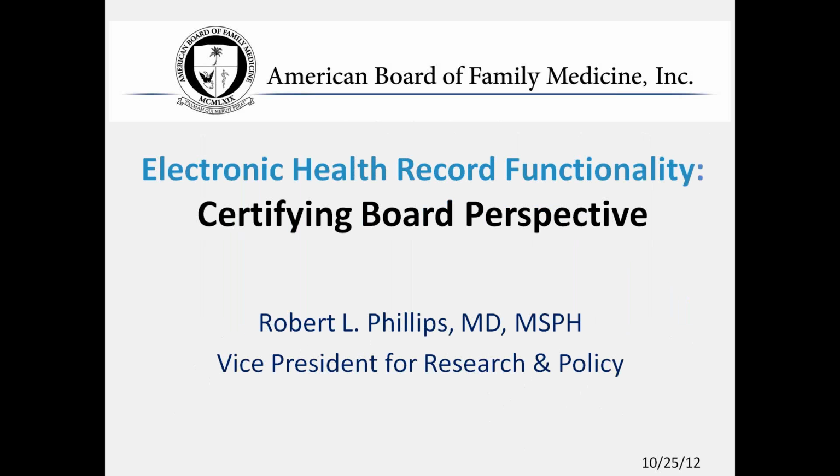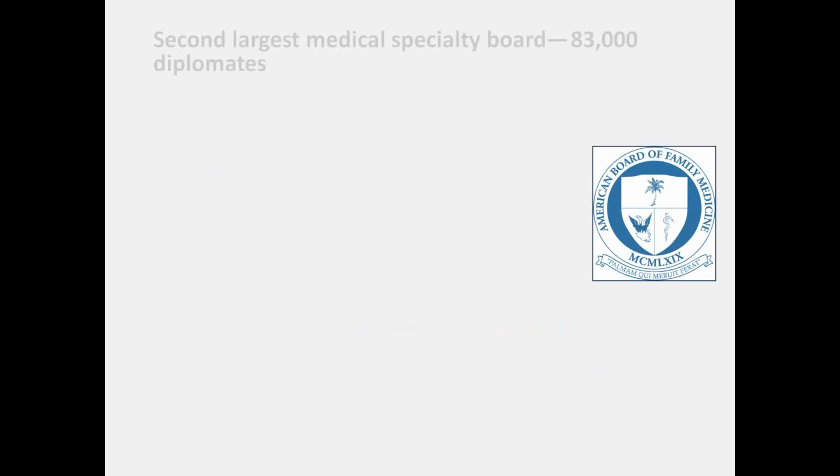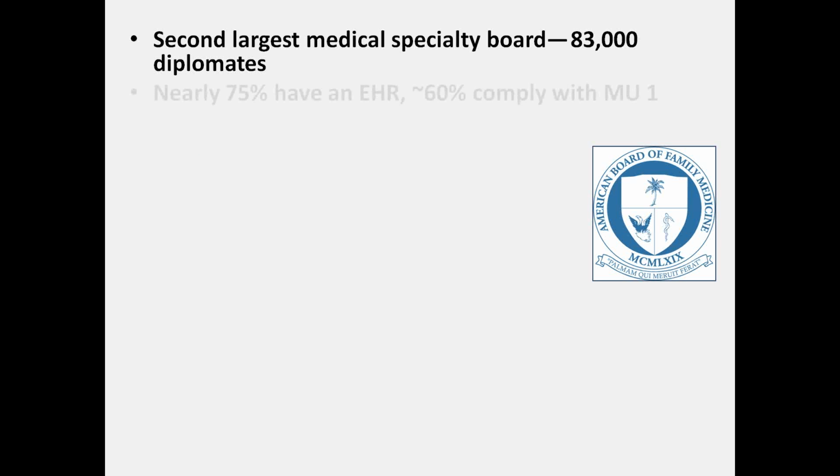Wonderful, thank you. So this is Bob Phillips again talking about the certifying board perspective on electronic health record functionality. Alex, if you could advance the next slide. So family medicine now is about 83,000 diplomates, the second largest medical specialty board, and we now routinely survey them as they come in to fill out their demographic data, so it's a 100% response rate.